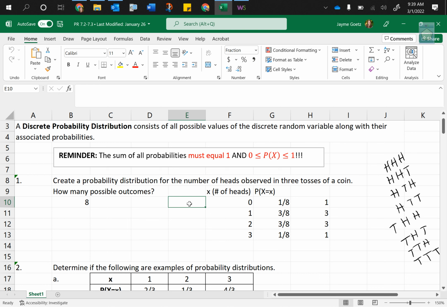Does that make sense? So guys, this right here, that's all that a probability distribution is. That's it. It's what are your possibilities and what is the probability of each of those possibilities.